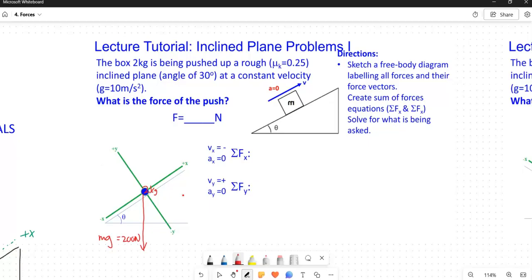So any diagonals that are not aligned to your coordinate system, just like in our trig review we did a while ago, are not positive or negative until they are aligned to the coordinate system.